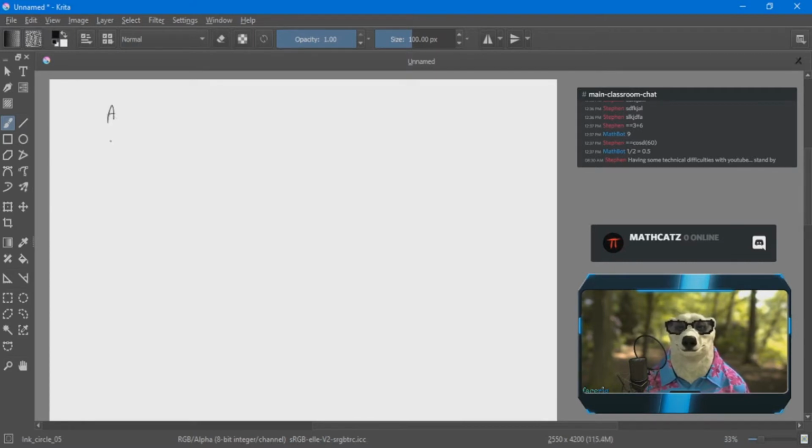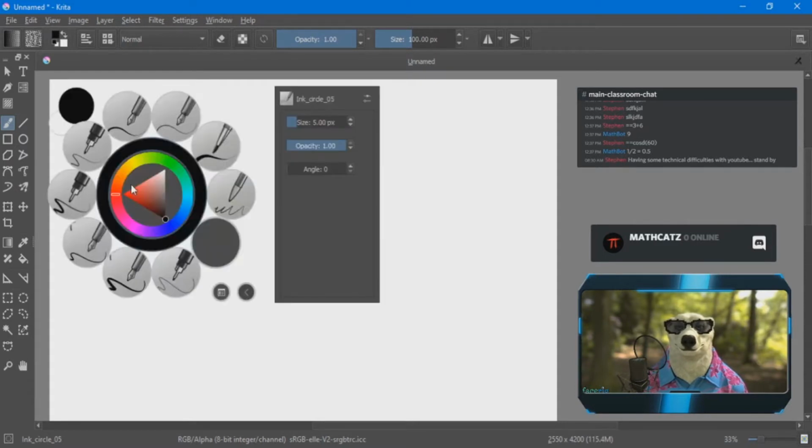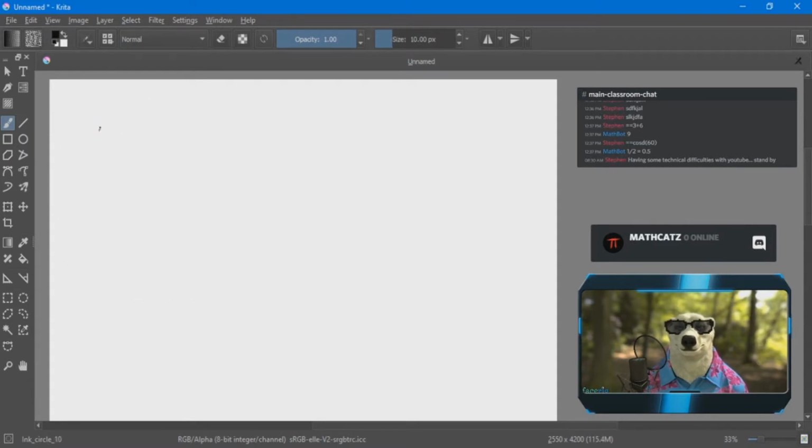Let me just get a better pen here. That one's nicer.